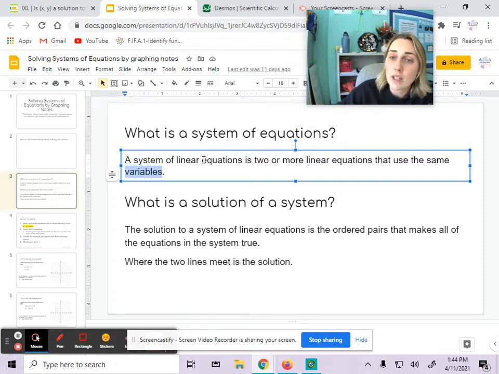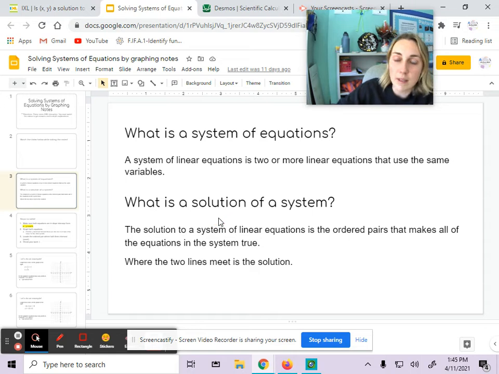So in all of our equations that we're going to use in this class, you're always going to see an x and a y variable. There's going to be no other letters, just x and y. So all the equations you see will be a system of equations, and that's two or more. And again, in this particular class, you're only going to see two equations. When you get to high school, you're going to see more equations that you have to find a solution to, but in this case, you're only going to have two. A system is just two or more equations.